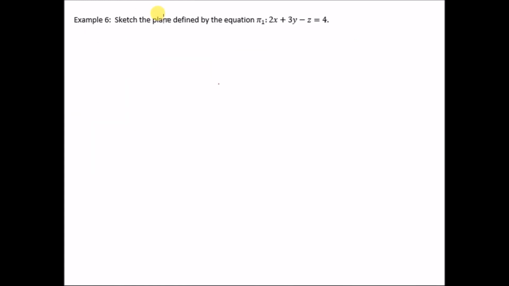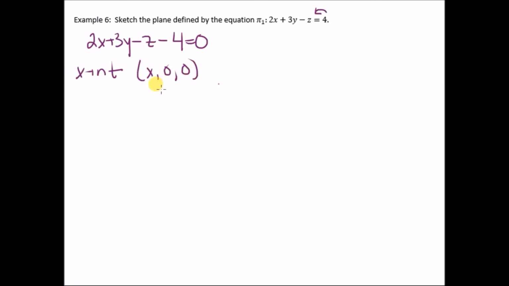Example 6, sketch the plane defined by this equation. So this is what we just talked about. We have the equation 2x plus 3y minus z. I'm actually going to bring this 4 over: minus 4 equals 0. So this is how we write the equation of the plane in Cartesian form, the Cartesian equation.